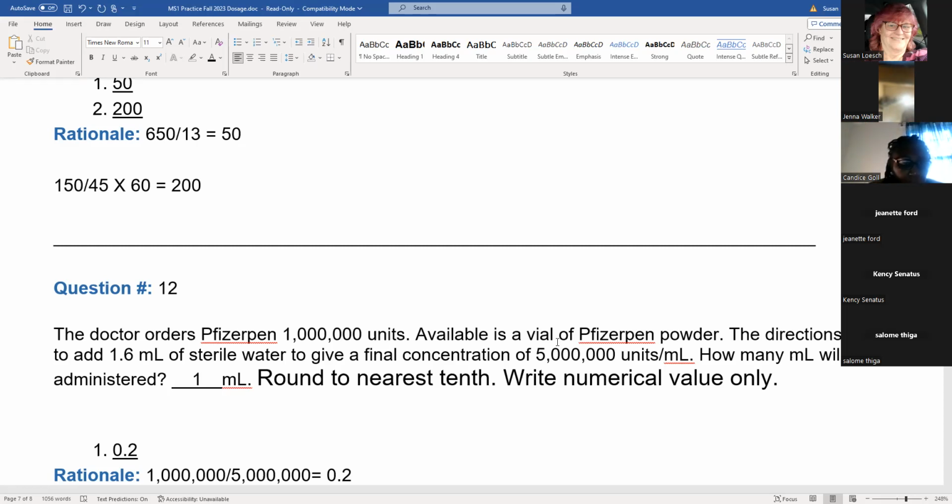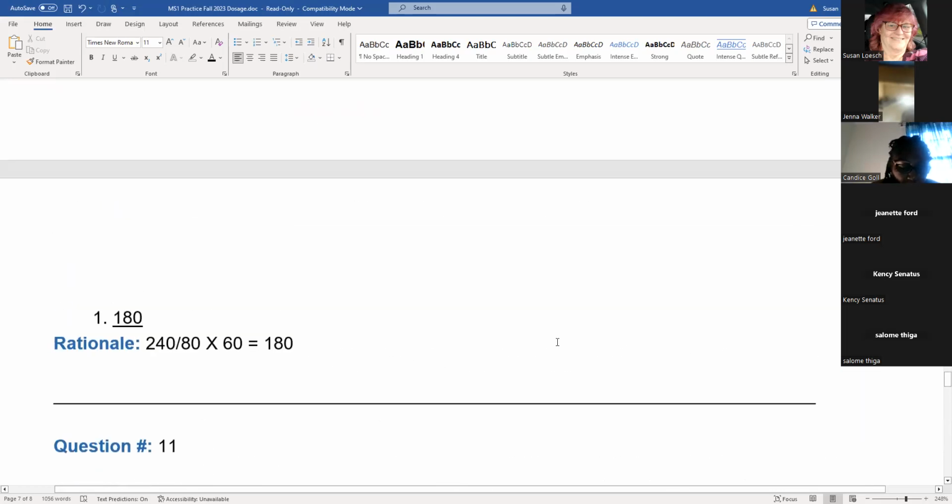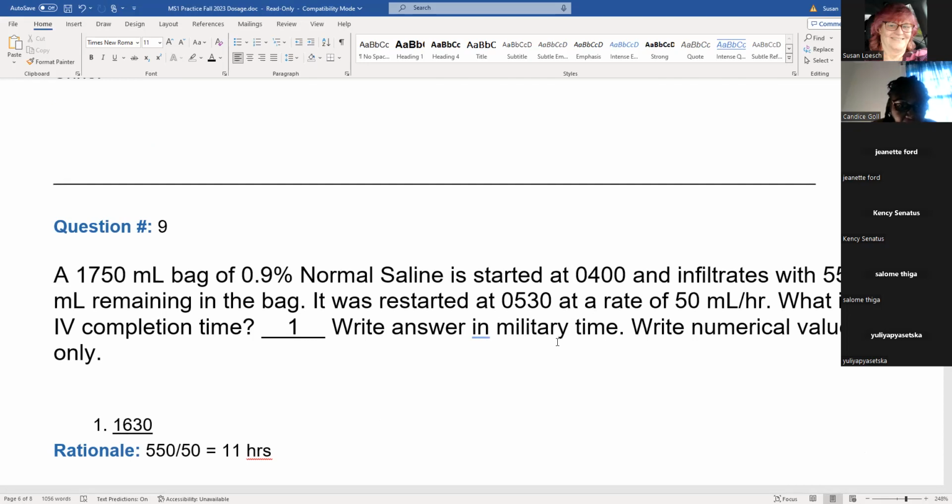Mrs. Loesch, you did cover everything. However, I do have a question. When I'm calculating, for example, the INOs, I'm always an hour off. For example, for this question number 9, the answer is 11 hours, but I would have like 10 hours. I'm always an hour off.